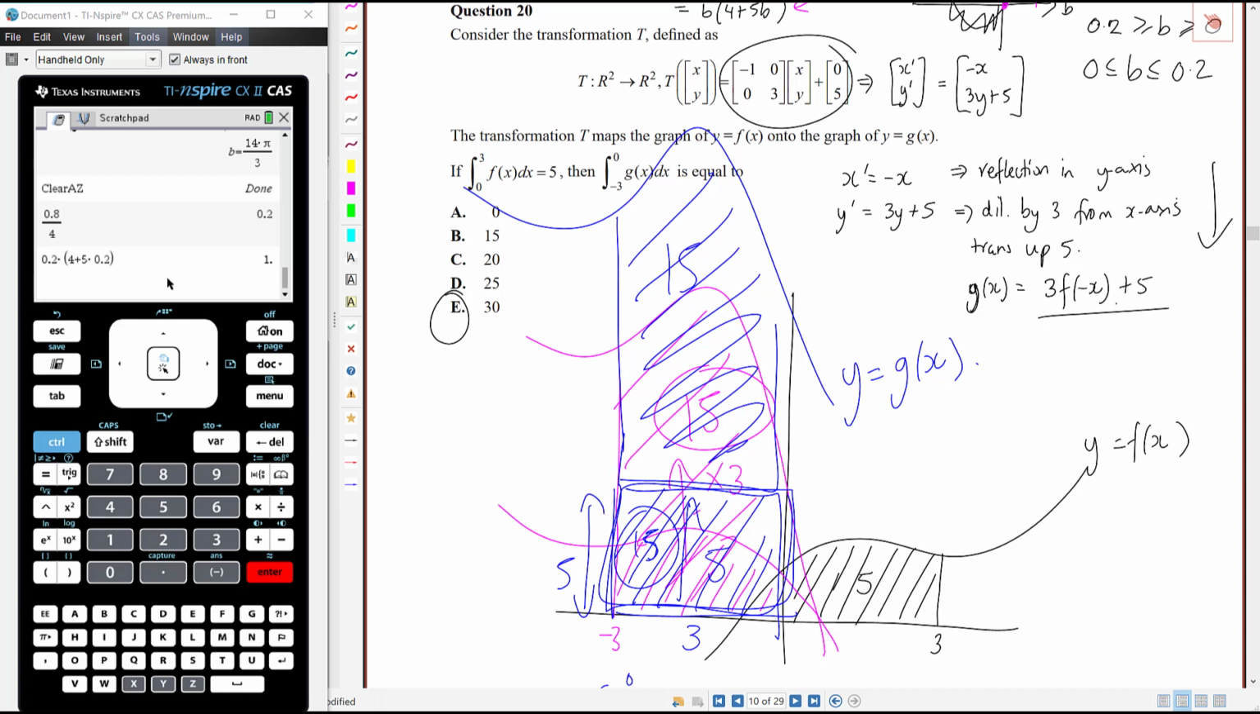Please don't be afraid to sketch graphs. They're really helpful and important in visualizing what the question's asking you to do.